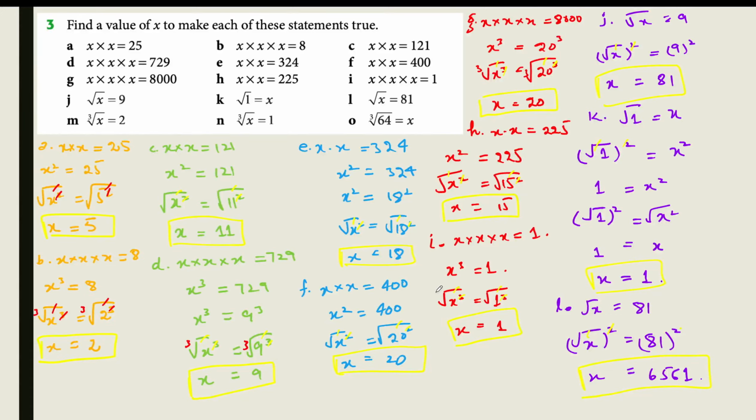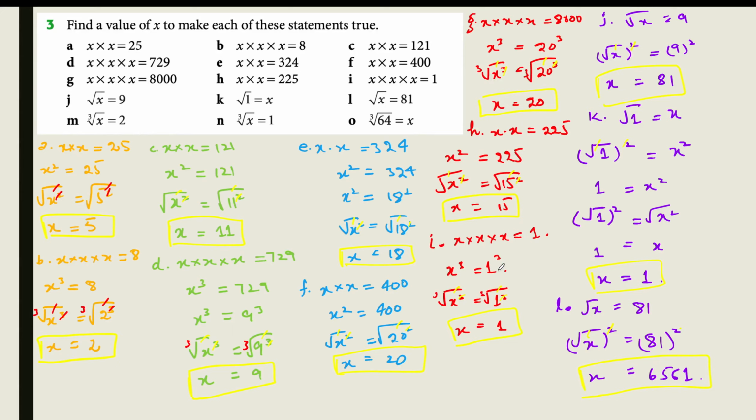Here again we have x multiplied by x multiplied by x is equal to 1. If you write it in exponent form, it would be x raised to the power of 3 and 1 raised to the power of 3 if we take cube on both sides. So take the cube root on both sides in order to get rid of the cube. The cube gets cancelled with the cube root and we get x is equal to 1.